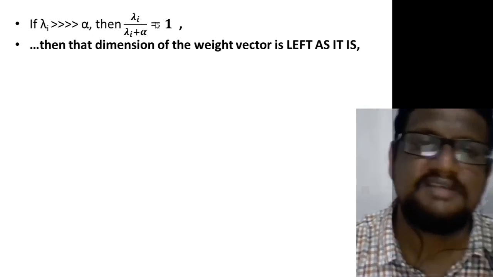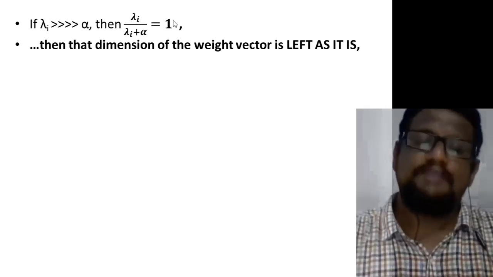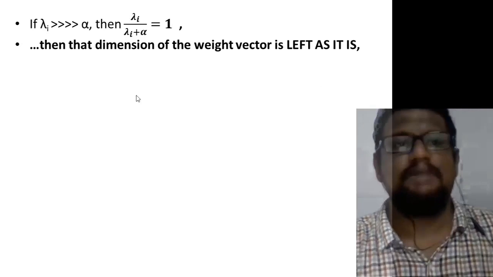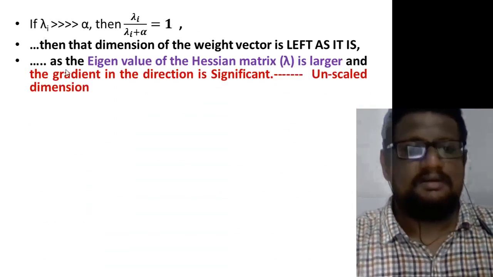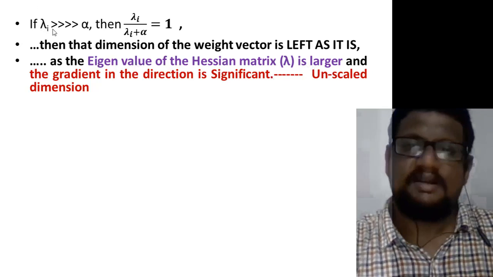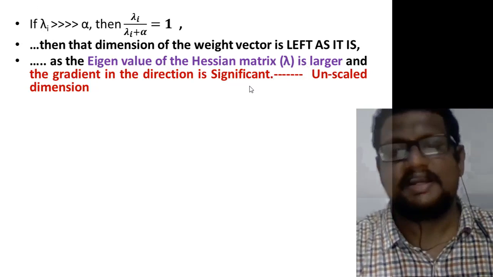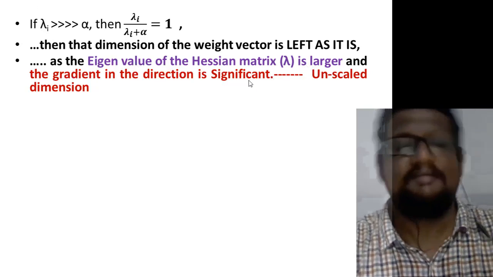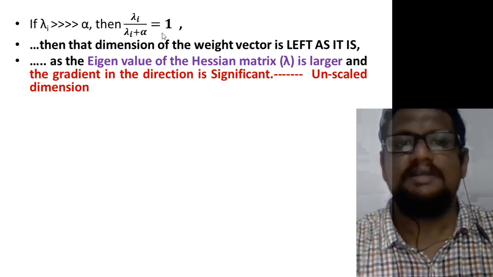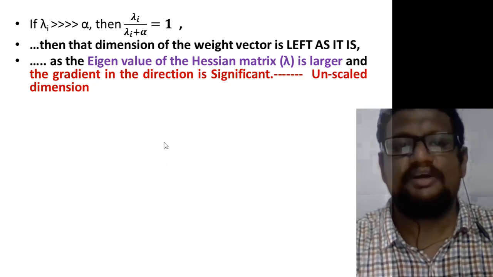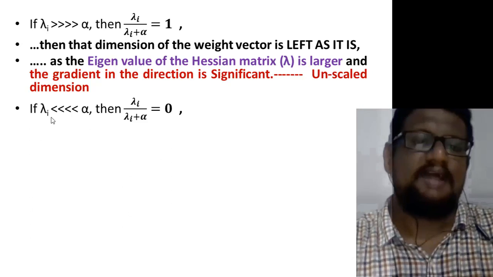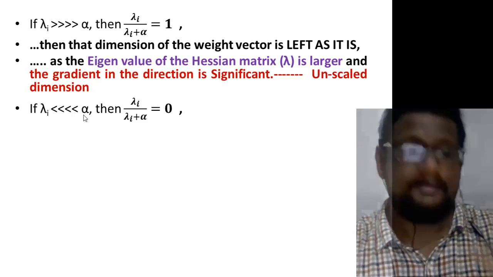Here it should be replaced as approximately equal to 1. So that 1 is multiplied with the corresponding dimension's weight, and that weight is left as it is. Why? Because the eigenvalue of the Hessian matrix is larger, and the gradient in that direction is significant. So that weight should be left as it is. So intuitively we have concluded, and mathematically we have also seen, that the weight is left unscaled because it is multiplied by 1.